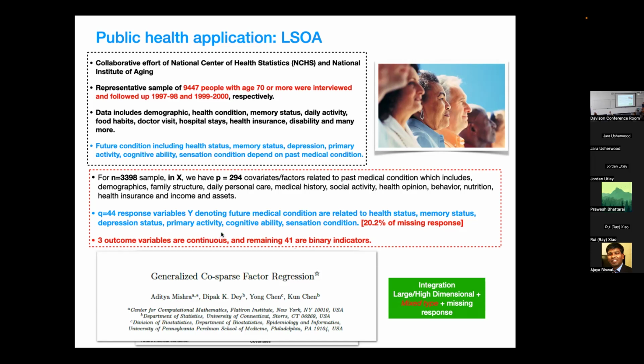Given this notion that we want to make them learn from each other as well as do good interpretations out of it, we said we want to analyze both continuous and binary data together in the multivariate analysis framework. And that's where this generalized co-sparse factor regression model comes in. In addition to high dimensionality and missingness in response, this model can handle mixed outcome types.